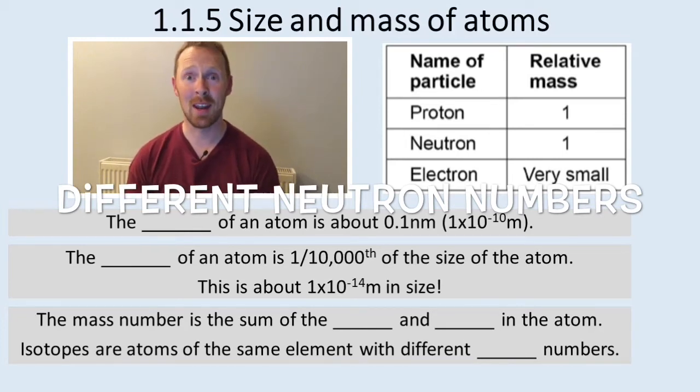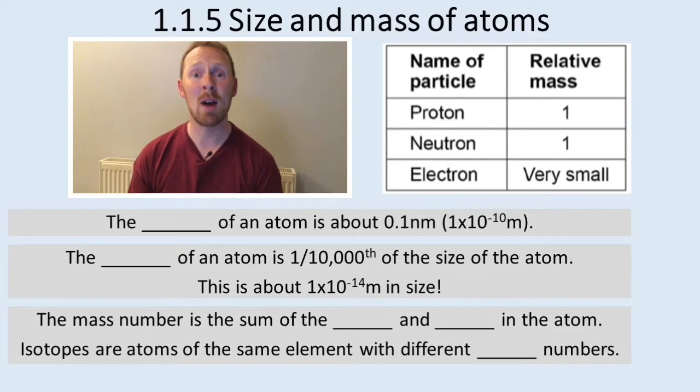Before you go on here, make sure you know what the size of the radius of an atom is. Make sure you know the size of the radius of the nucleus of an atom. And make sure you know the ratio between the size of the atom and the size of the nucleus. Make sure you understand that the mass number is made up of protons and neutrons, and that isotopes have the same number of protons but a different number of neutrons.